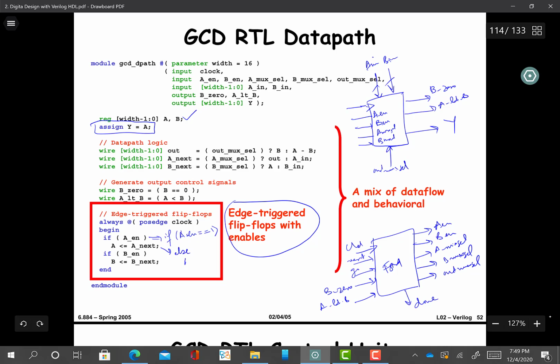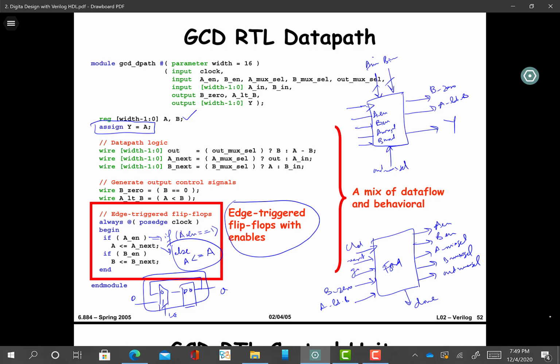Else A is equal to A. So basically the feedback will happen. I told you that it is something like this, that it is D, Q, and we have a mux here. So whenever we have a load enable line, we have this kind of logic. This is our load enable, this is our D, and this is our Q, and we have a box around. So this is called load enable register. So this is how we code a load enable register.